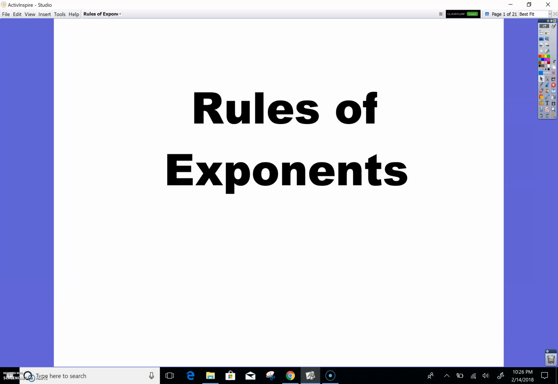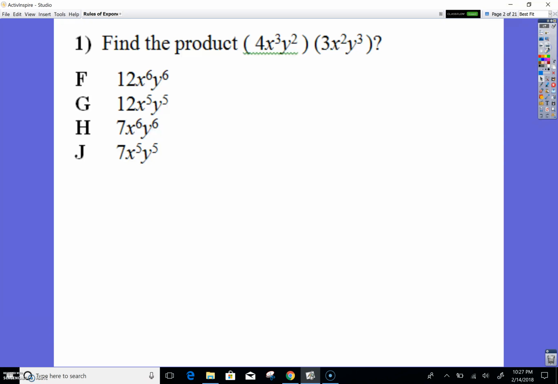Okay, these are STAAR-type questions over the rules of exponents. I'm going to show you how to do some problems at the beginning. Then after that, it's your turn. All right, let's get started.